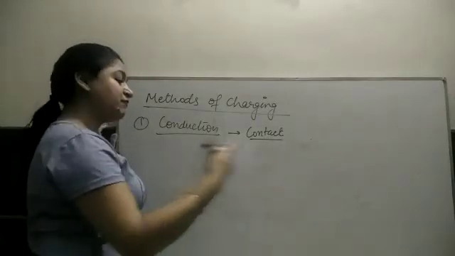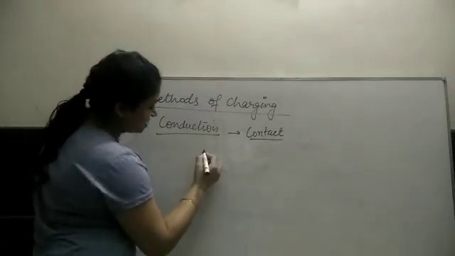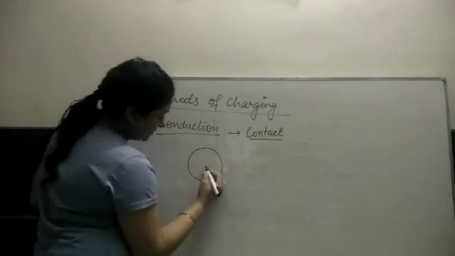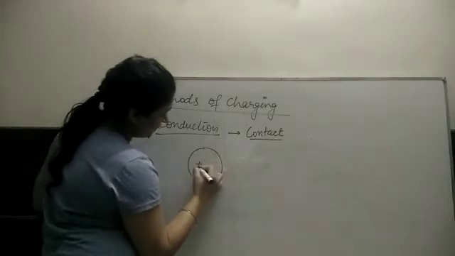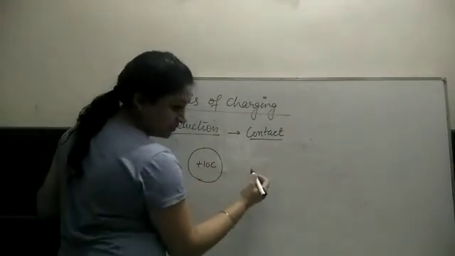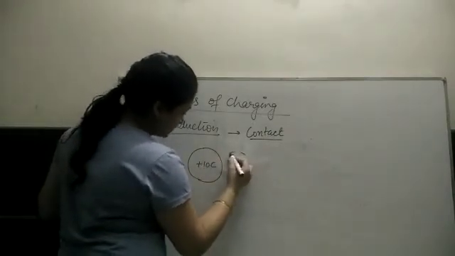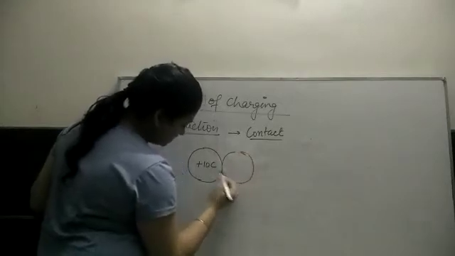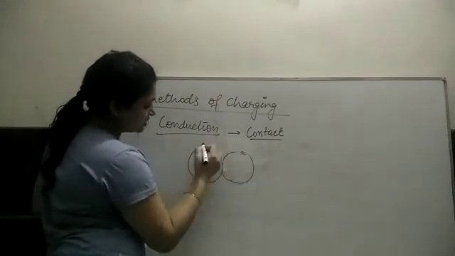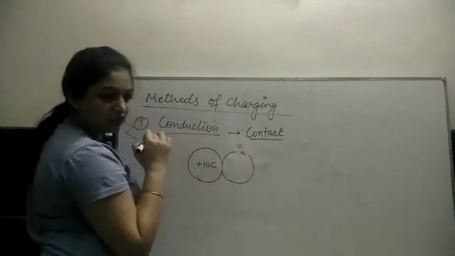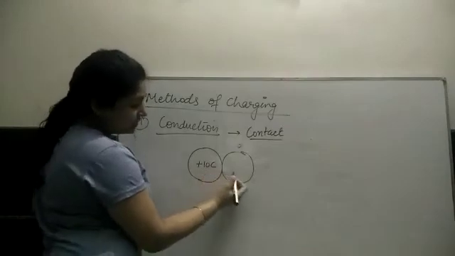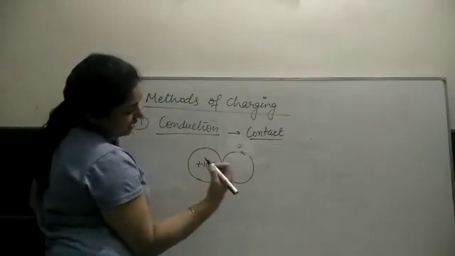One body is already charged, and suppose the other body is uncharged. For example, let us consider I am having this metallic sphere, and suppose it is having some charge, plus 10 coulomb. And let us consider another body of the same type, and this is having no charge. Now when both of these spheres are in contact, initially this is having charge plus 10 coulomb and this is having 0 coulomb of charge, means it is neutral. Now what would happen? Here there is a deficiency of electrons, and here the number of electrons is full.